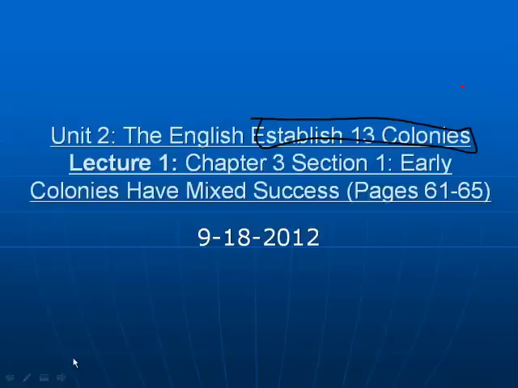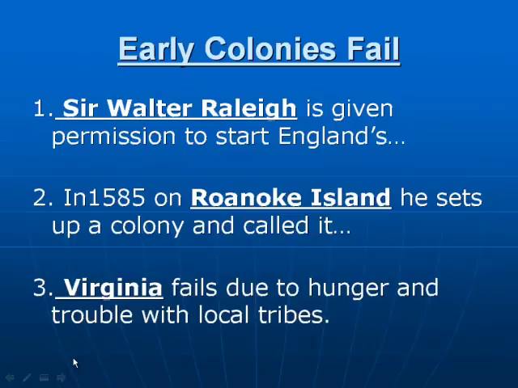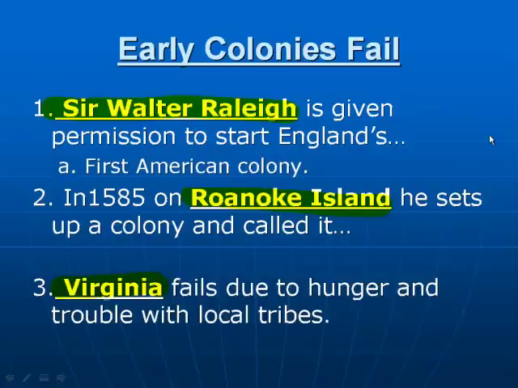So this first lecture is about the early colonies and how some of them succeed, but also some of them don't. Once again, just to remind you, there are going to be things that are in bold and underlined, and that's when I would get out the highlighter and highlight those words, like I'm doing right here on the PowerPoint. But we start with Sir Walter Raleigh. He is given permission to start England's first colony in America. And in 1585 on Roanoke Island, he sets up a colony and calls it Virginia.